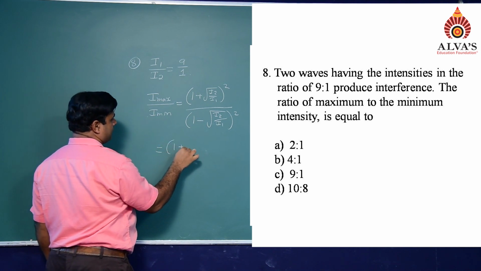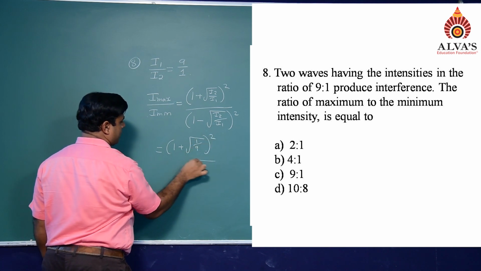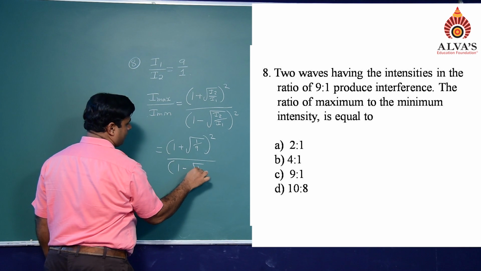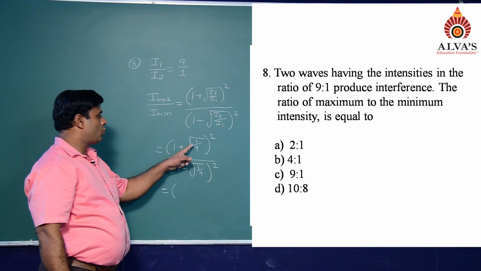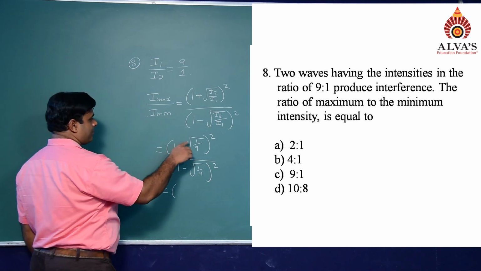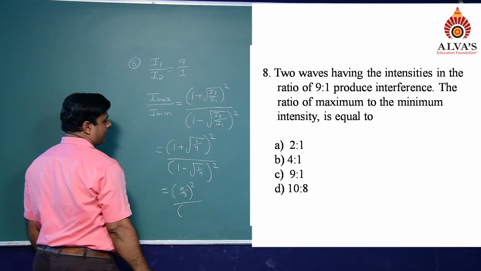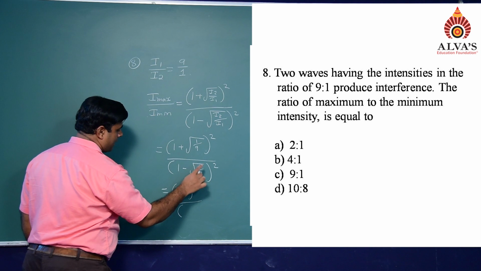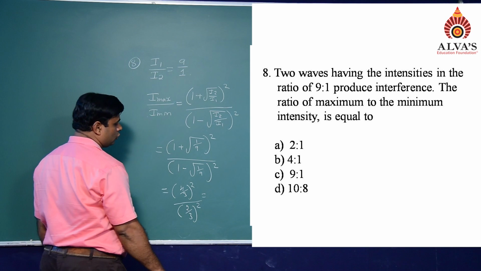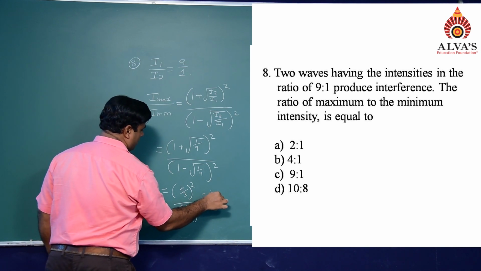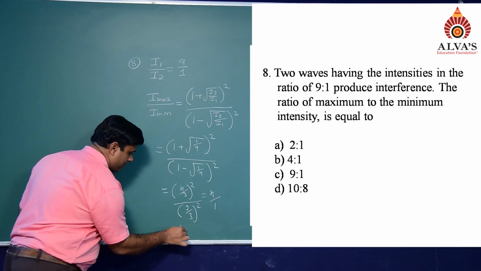So, I2 by I1 is nothing but 1 by 9. The root of 1 by 9 is 1 by 3, 1 plus 1 by 3 is nothing but 4 by 3, square of that, and 1 minus 1 by 3 is nothing but 2 by 3, whole square, which is 4 by 2 square, which is equal to 4 by 1. So, the answer should be P.